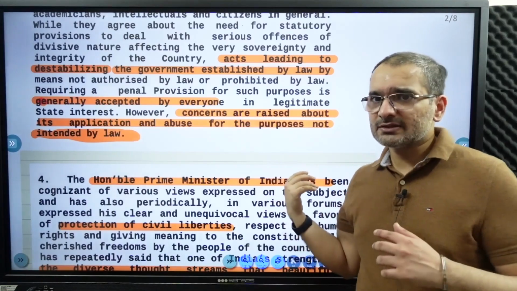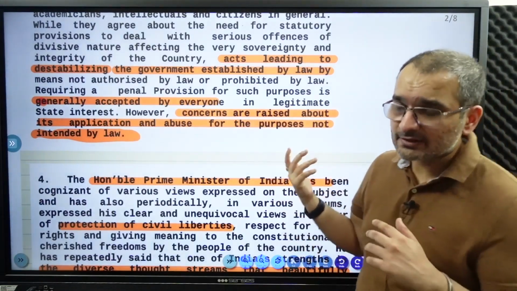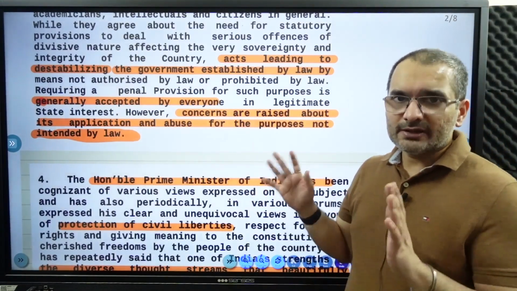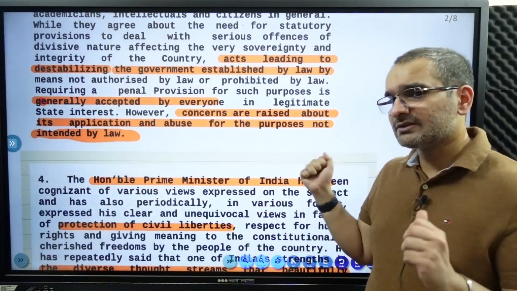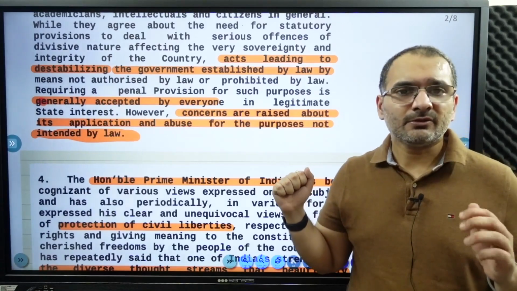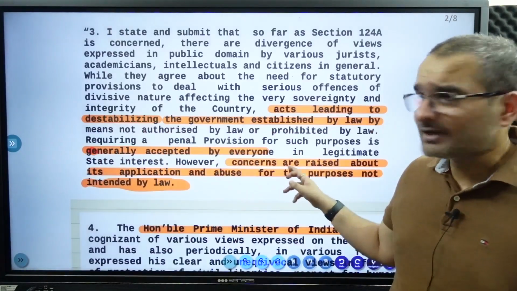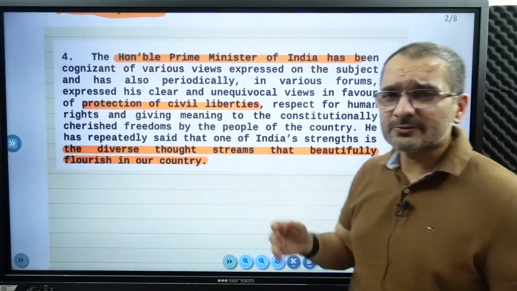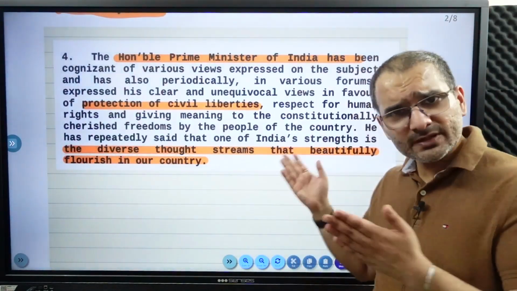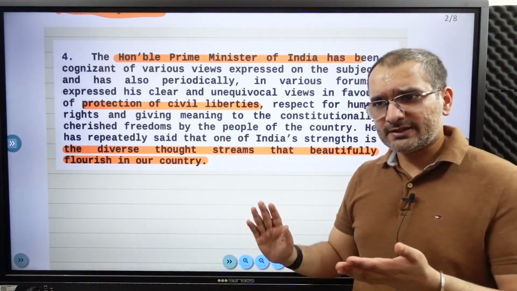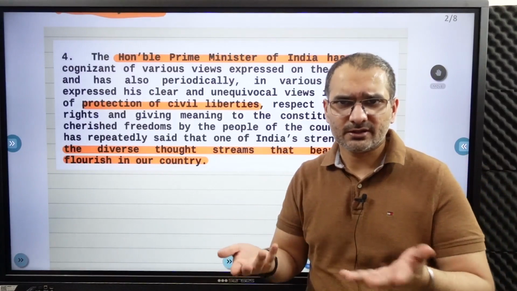So this is a section that is allegedly frequently misused by the government to silence its critics. That is why the petitioners are requesting the Supreme Court to hold it ultra vires the Constitution. And it's not that this matter has been raised for the first time. There are judgments on this. There is a Law Commission report on this. I'll extract everything out. So if you're serious about your exams, try to watch this lecture till the end.